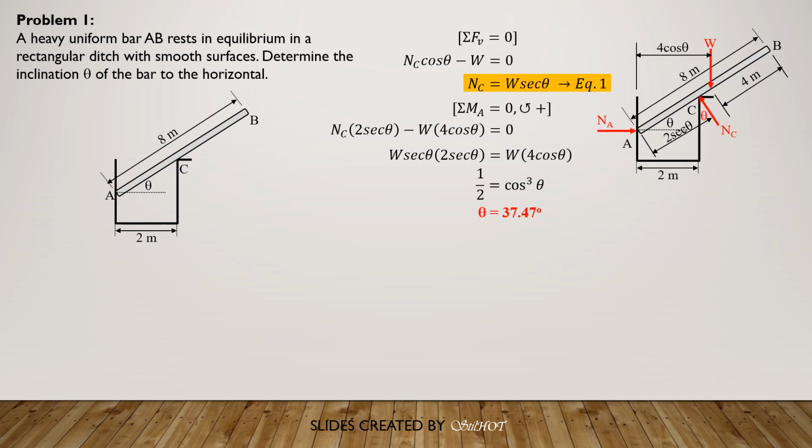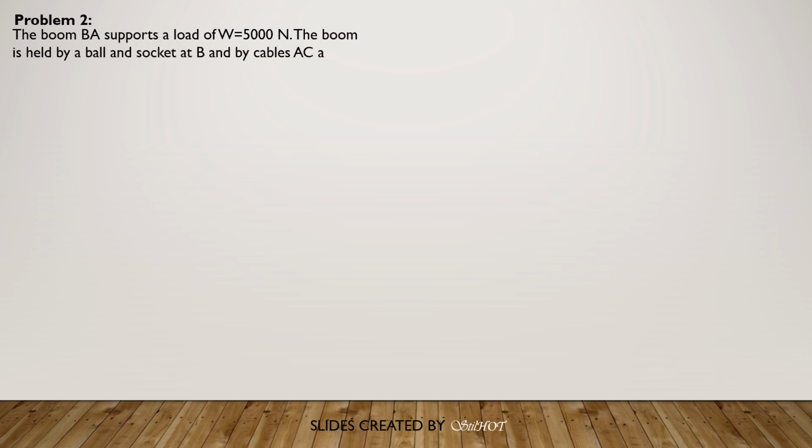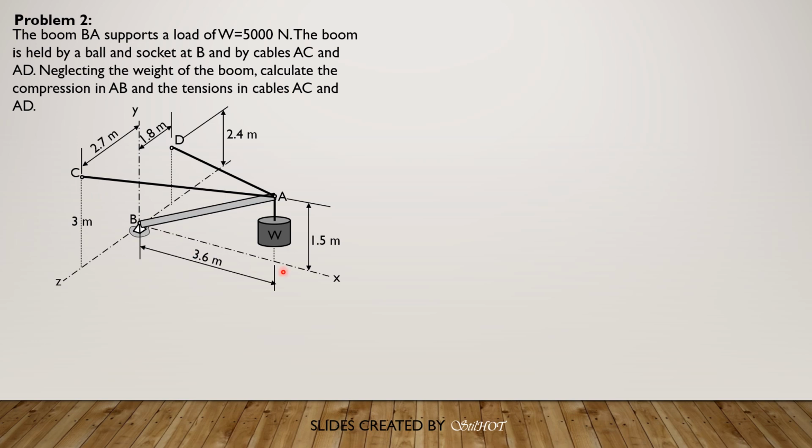So let's proceed to the next problem. Problem 2: the boom BA supports a load of W equals 5,000 newtons. The boom is held by a ball and socket at B and by cables AC and AD. Neglecting the weight of the boom, calculate the compression in AB and the tension in cables AC and AD. So this is the given figure.